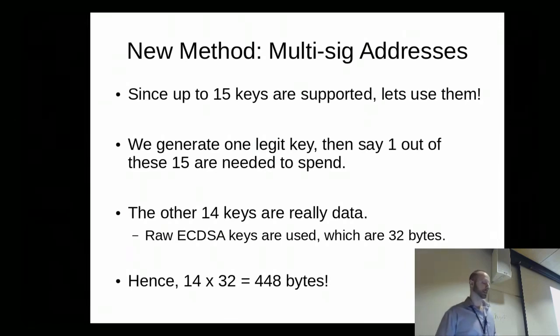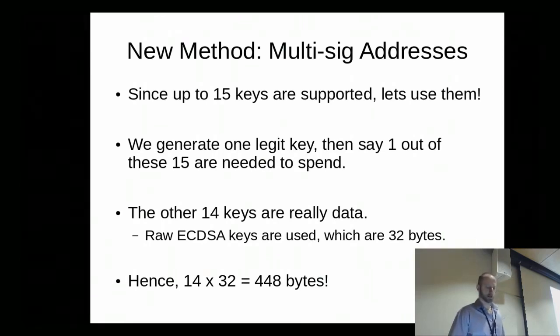So I looked at this and I said, all right, well, there's up to 15 keys that are supported, so let's use them. How about we do something where we generate 1 legitimate key, and we set up a system that says, all right, only 1 out of these 15 are needed. And the other 14, since 1 is the legitimate key, the other 14 happen to be just data. That's the data that you want to publish.